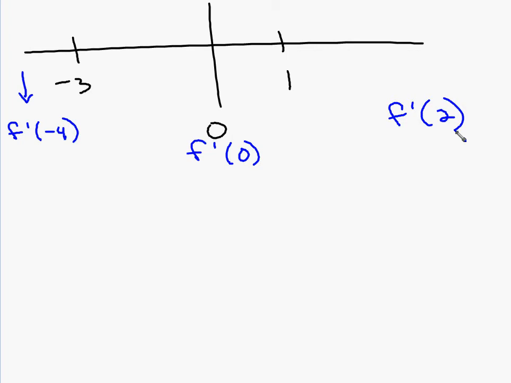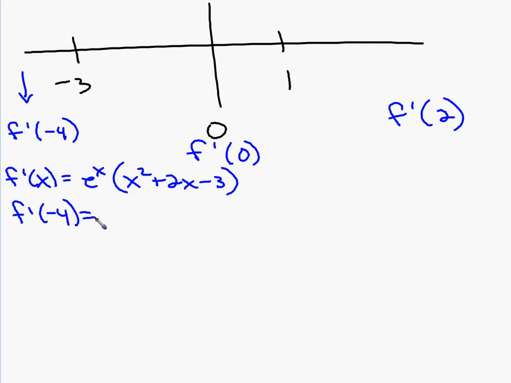So this really just boils down to, can I finish the problem analytically correctly? My derivative, we said, was e to the x, after I factored out the e to the x, times x squared plus 2x minus 3. So if I'm going to do f prime of -4, that's going to be e to the -4 times 16 minus 8 minus 3. So the part in parentheses is going to be 5.